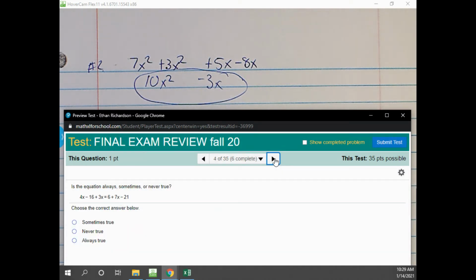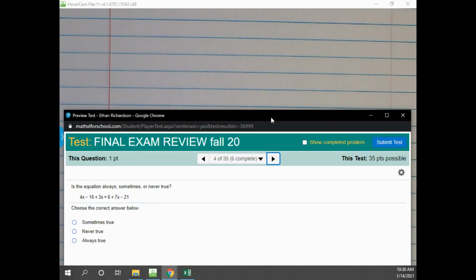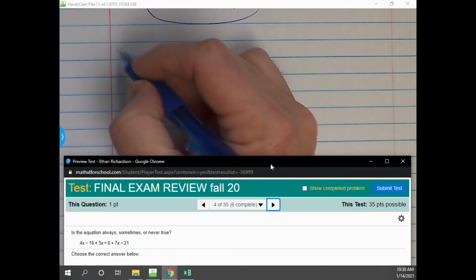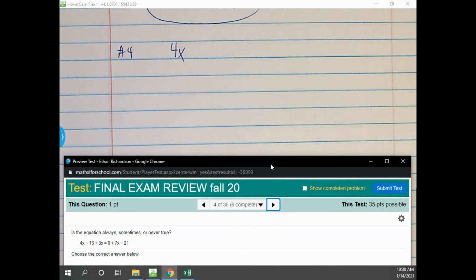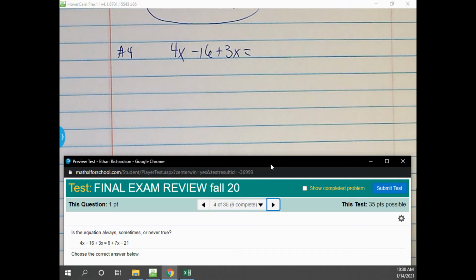All right, number 4. It says, is the equation always, sometimes, or never true? So here's basically what we're going to do. We're going to go ahead and solve this equation that we have, and then after we solve it, we'll see what's left over. So for number 4, pull this down just a little bit. We have 4x minus 16 plus 3x equals 6 plus 7x minus 21.